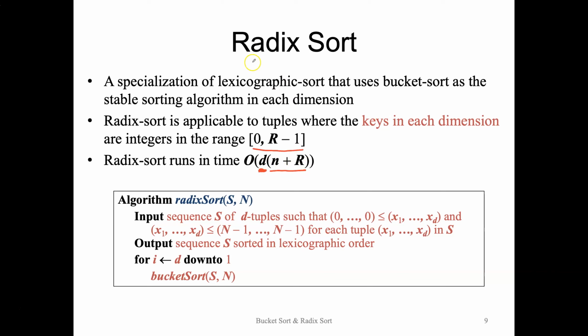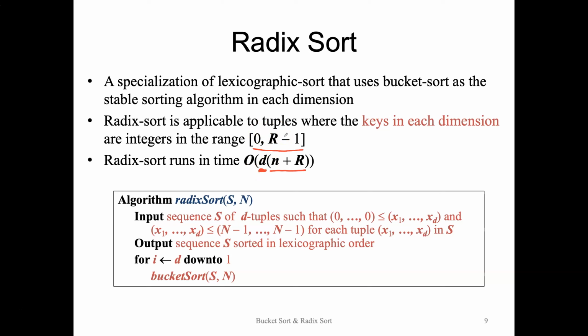So in this case, radix sort will call our bucket sort d times, and for each of the n elements we have d keys, and all of those keys are within the range of 0 to r.